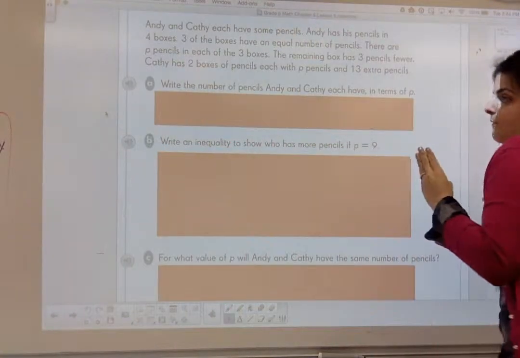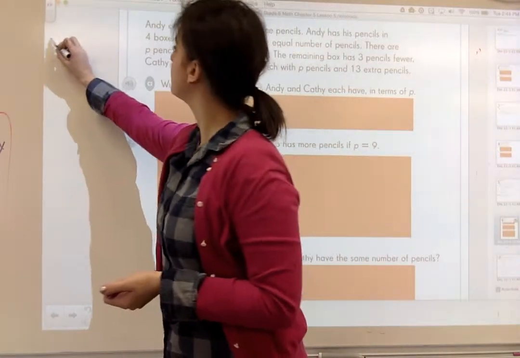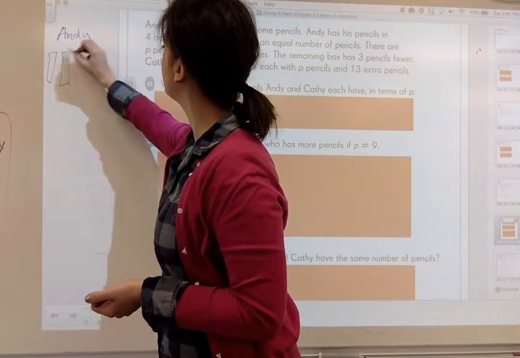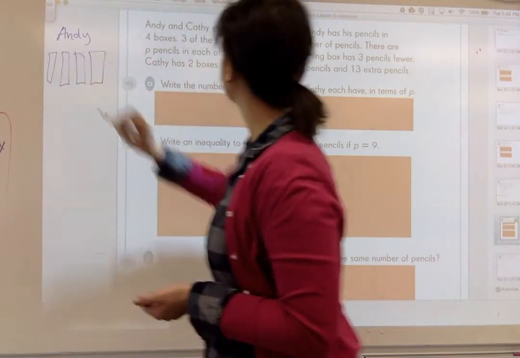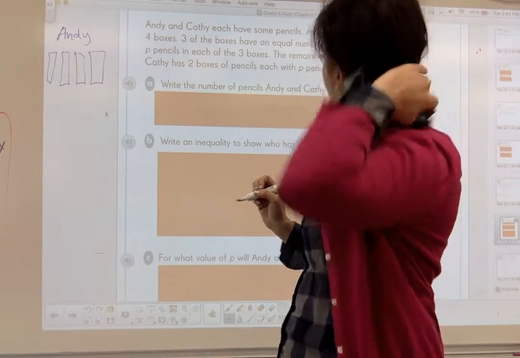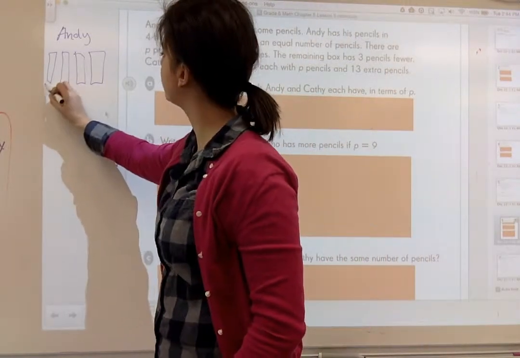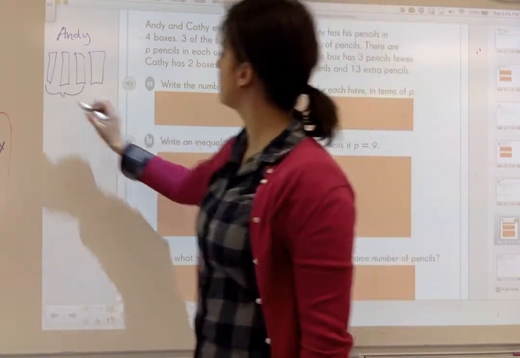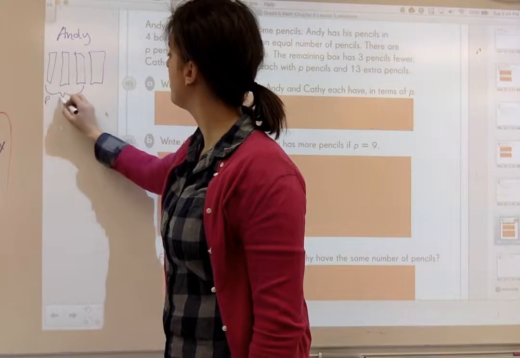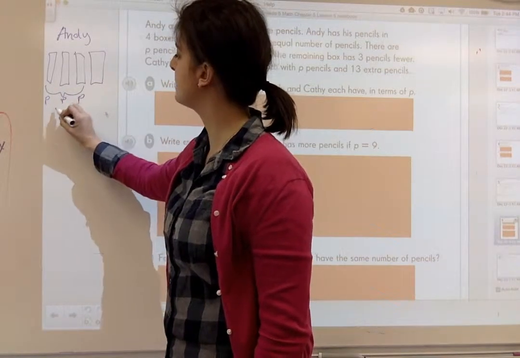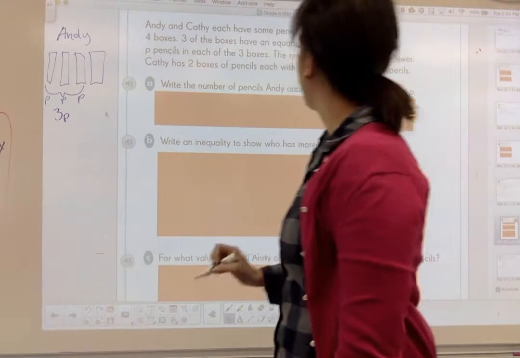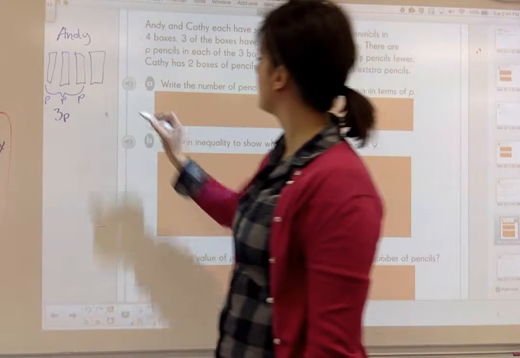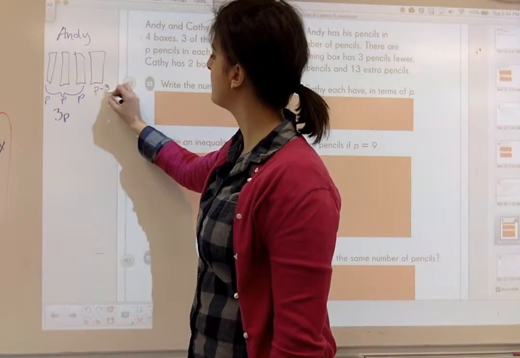I'm going to imagine him having 4 boxes, and I'm going to actually draw my 4 boxes. So we have Andy here, and he has 1, 2, 3, and 4 boxes. 3 of the boxes have an equal number of pencils, so I'm going to say that these 3 are the same. There are P pencils in each of those boxes, so we have P, P, and P. Altogether they are 3P. And then the remaining box has 3 pencils fewer, so I'm guessing this is P minus 3.